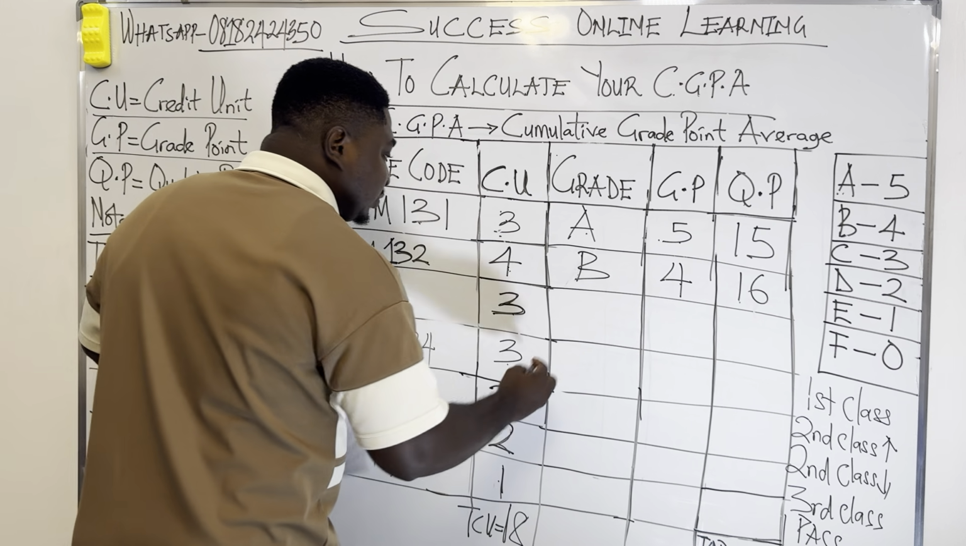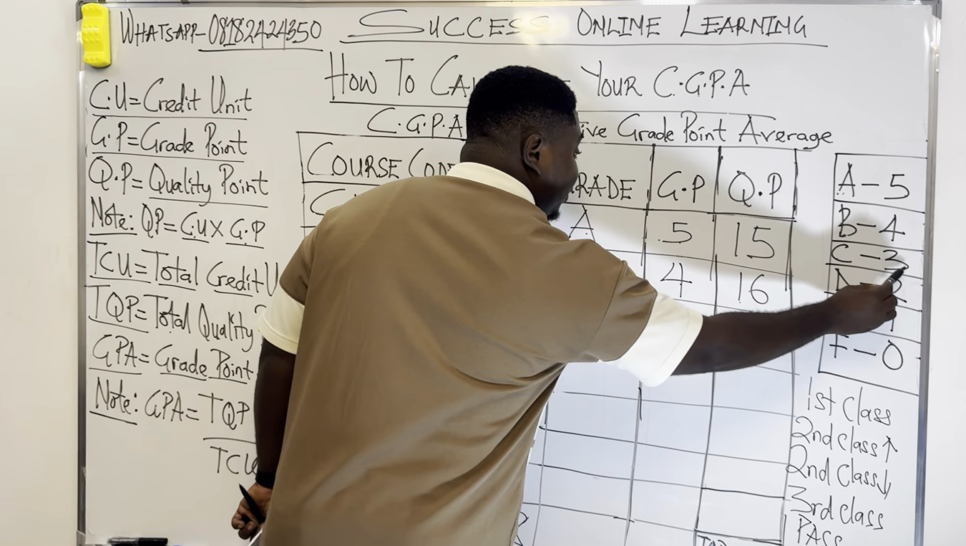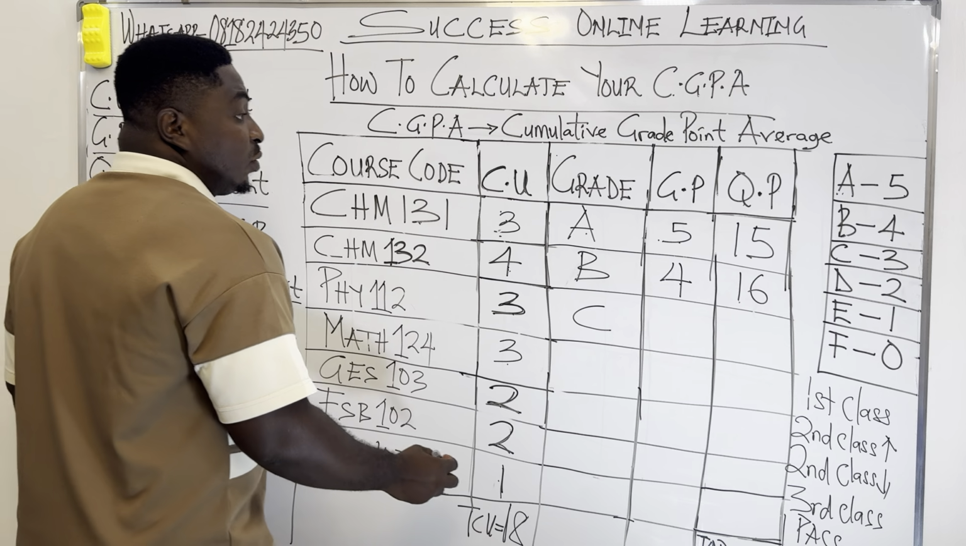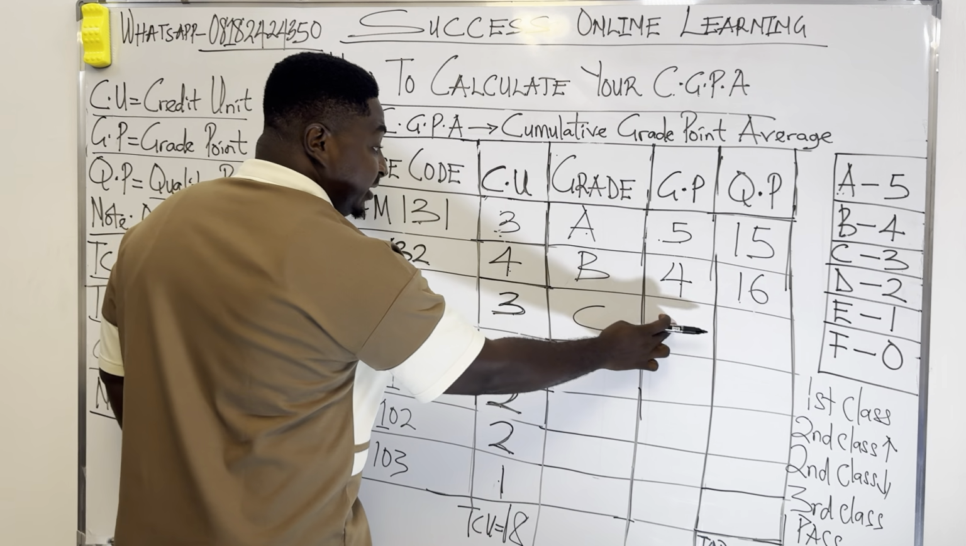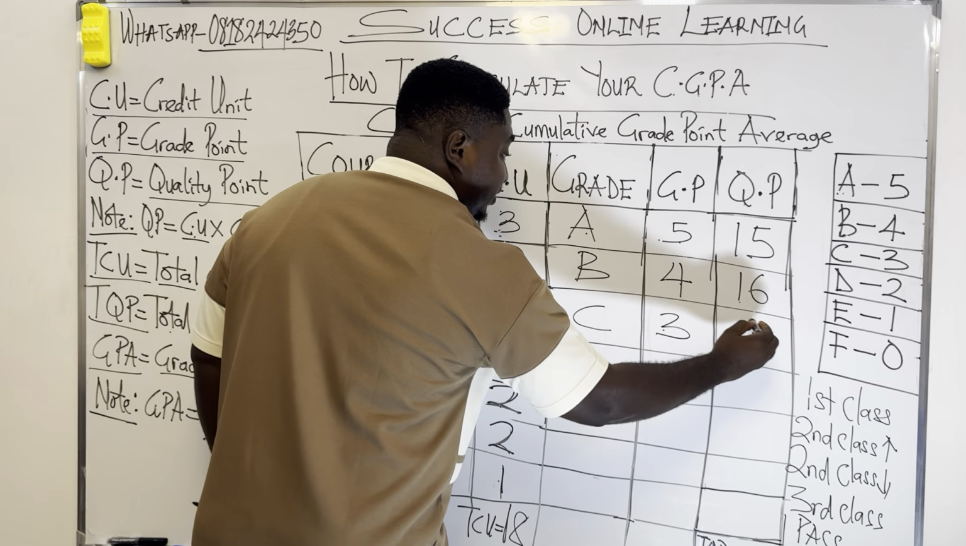Now, for Phys 112, let's say you made a C. Do not forget that a C gives you 3 points. And for the quality point, you say credit unit multiplied by grade point. So a C gives you 3 points. So 3 multiplied by 3 gives you what? 9.